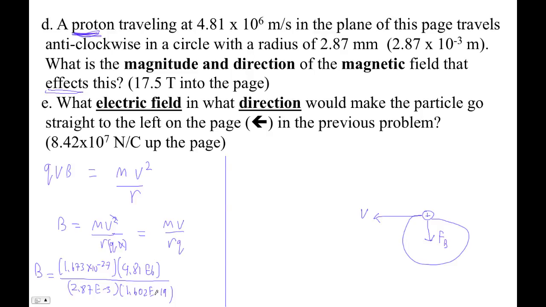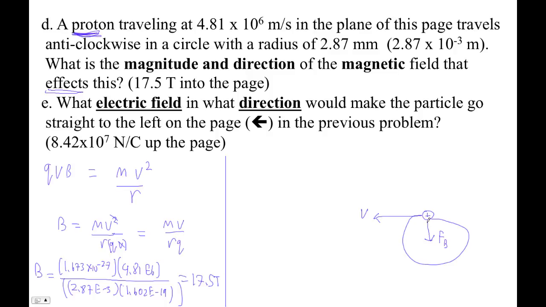Okay, so 1.673 e minus 27 times 4.81 e6 divided by parentheses 2.87 e minus 3 times 1.602 e minus 19 parentheses. So put that denominator in parentheses, right? 17.5 is my Teslas, right?